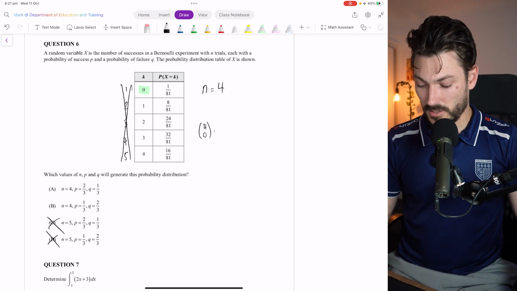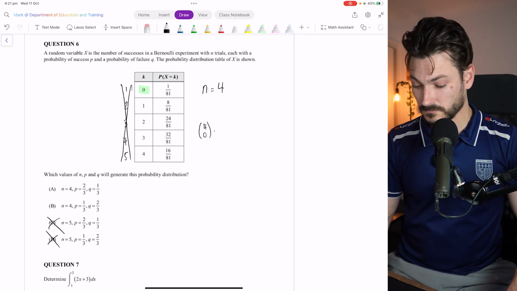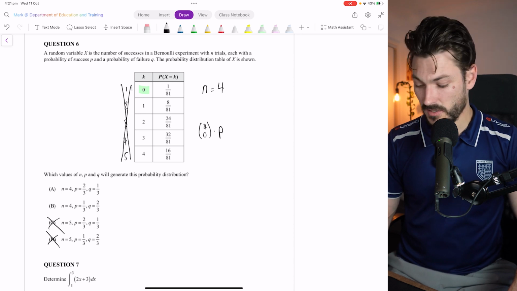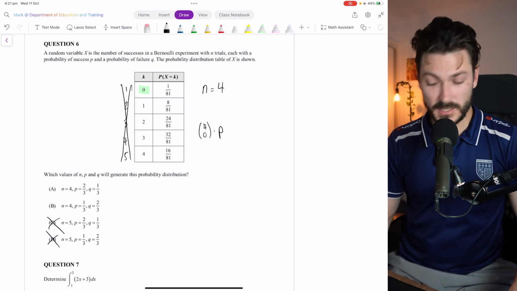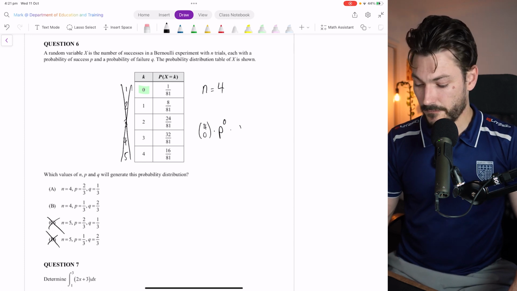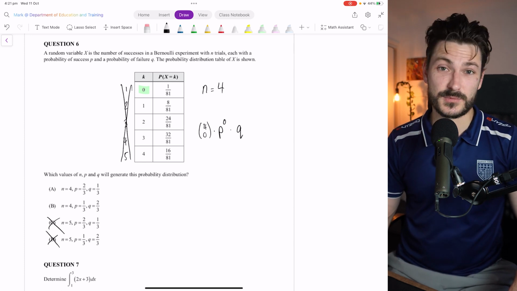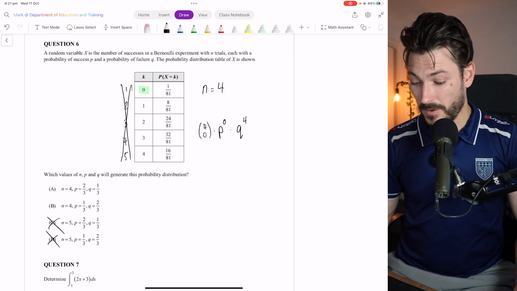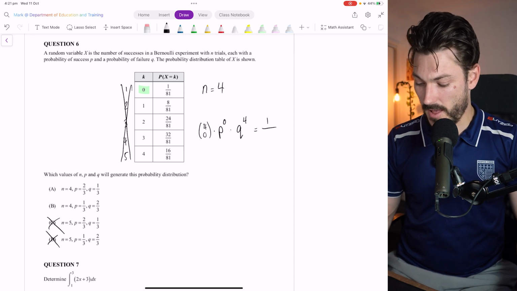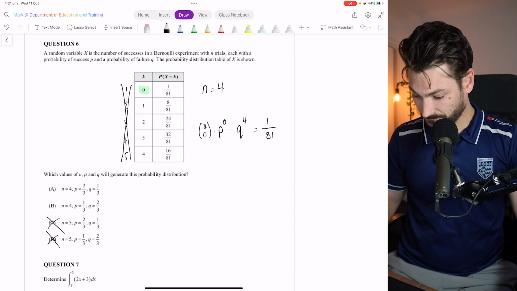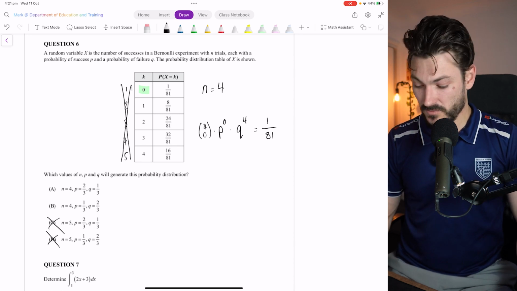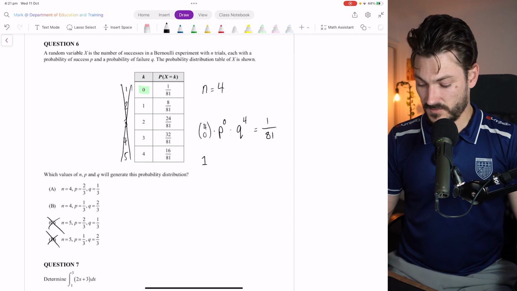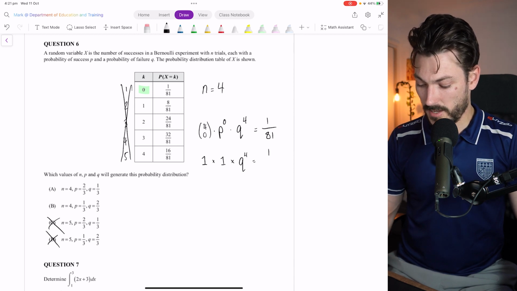The probability multiplied by the probability of success, which is just going to be P, I don't know what it is yet, to the power of how many times we succeeded, which was 0, times the probability of failure, Q, to the power of how many times we failed, which was all 4 times. If we had no successes, we failed all 4 times. And apparently, that probability gives us 1 over 81 as a fraction. So what we need to do is simplify a bit. 4C0 is just 1 times P to the power of 0. Anything to the power of 0 is just 1. So 1 times Q to the power of 4 is going to equal 1 over 81.